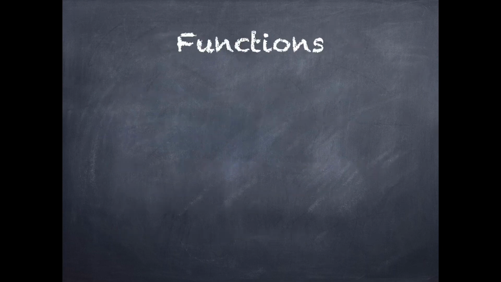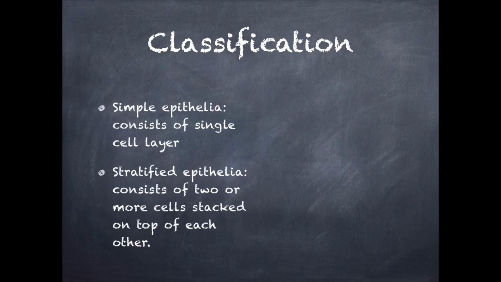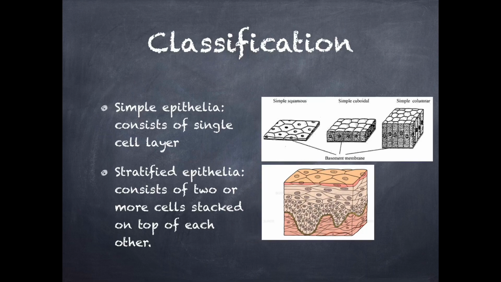There are several functions of epithelial tissue. Each type of epithelial tissue performs its own function. Cellular transport, absorption, secretion, and protection are its main functions. Based on the number of layers of cells, epithelial tissue can be classified into two types: simple epithelia, which consist of a single cell layer, and stratified epithelia, which consist of multiple layers of cells.